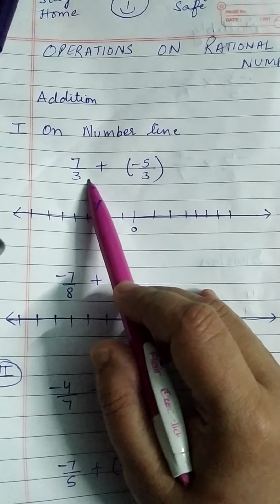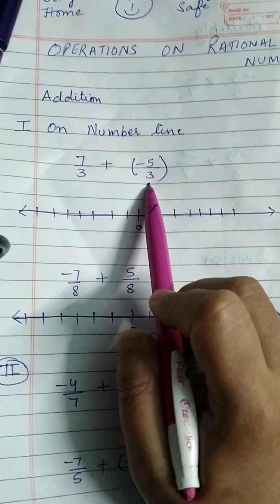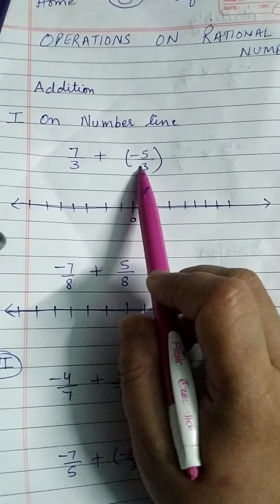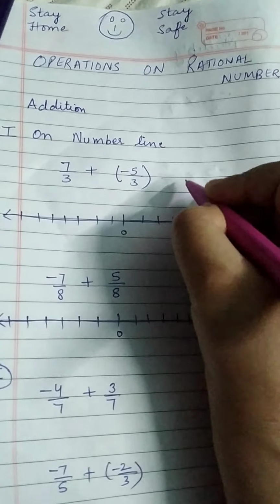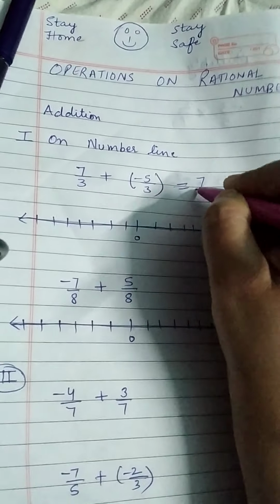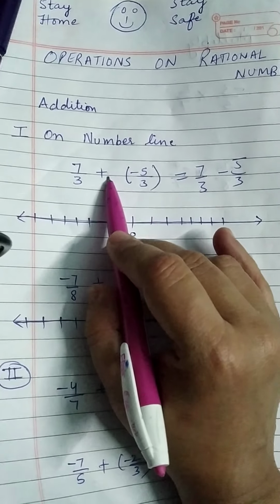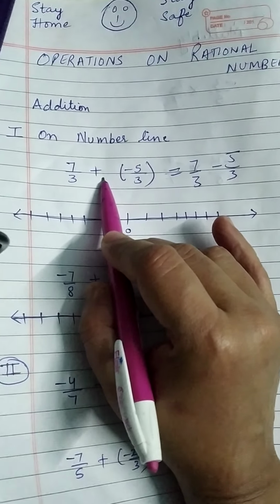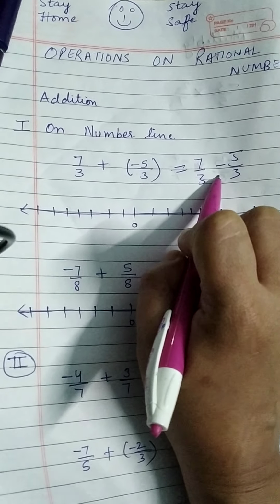If we take the question 7 by 3 plus minus 5 by 3. Now, one thing you have to understand, first you have to open the brackets. If I open the brackets, it will give me 7 by 3 minus 5 by 3, because we have learned in the chapter on integers that plus and minus becomes minus.